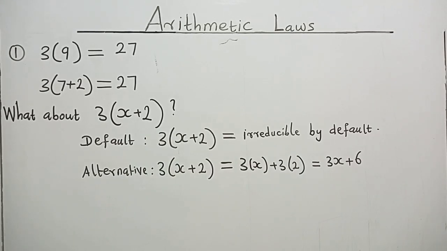And first, we try the default method. Let us try to get the result of 3 bracket x plus 2 by default method. The default method is that we get the result of the sum of numbers in the bracket and multiply that sum by this 3.